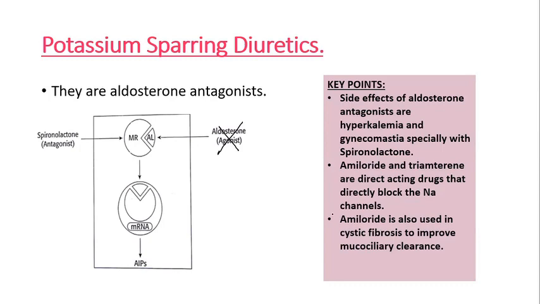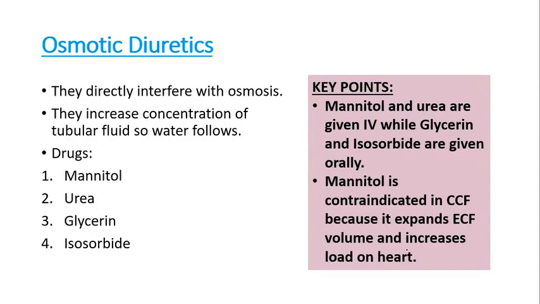Amiloride is also used in cystic fibrosis to improve the mucociliary clearance. This is also a very high yield point. Finally, we move on to osmotic diuretics. Osmotic diuretics का general function है, they directly interfere with osmosis.